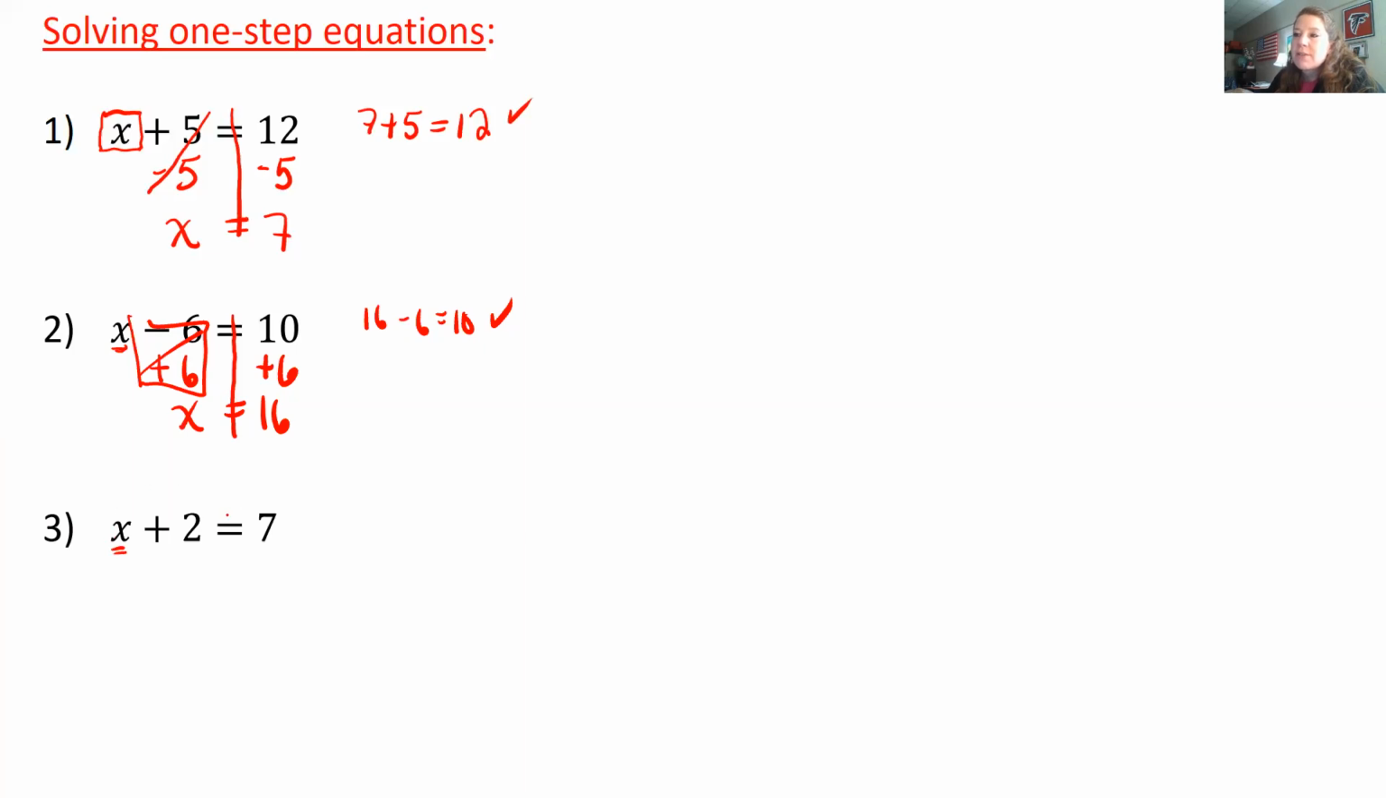Number 3, find your variable. What is on the side with the variable? Plus 2, we're going to do the opposite operation. So we are subtracting 2 from both sides of the equal sign. This is now gone. We bring down our x, bring down our equal sign, and 7 minus 2 is 5. And we know if we plugged in 5 for x, 5 plus 2 is 7.